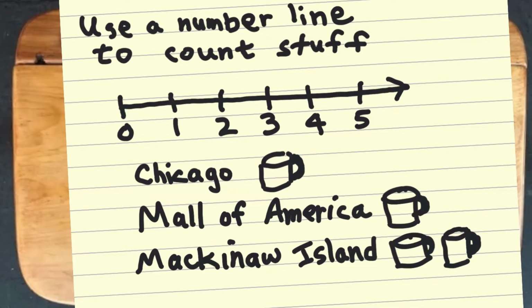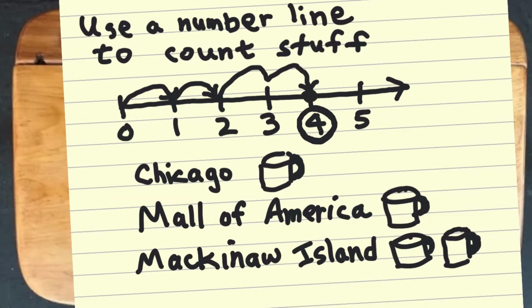So let me keep track of them on the number line. I will move the number line from 0 to 1, counting my first coffee cup from Chicago. Then I'll go from 1 to 2, counting the coffee cup from Mall of America. And finally, I'll bump it up by 2 for the 2 coffee cups from Mackinac Island. That gives me a total of 4 coffee cups. And then I'll put a dot at the 4, which tells me how many coffee cups I have in my collection. And that's how you keep track of stuff.